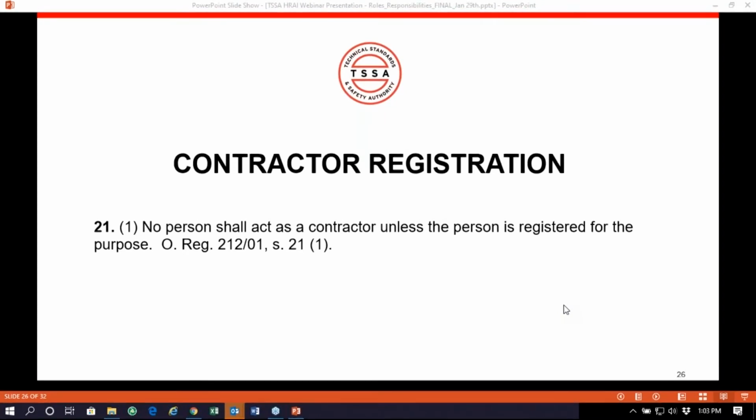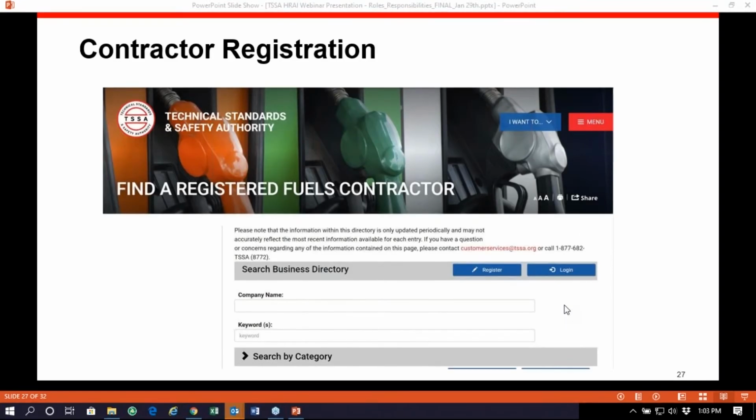So let me move on to contractor registration. No person shall act as a contractor unless the person is registered for the purpose, similar to a certificate holder. We do have on our website a search function to help people who are looking for somebody find a registered contractor if necessary. So this is for registered contractors out there.